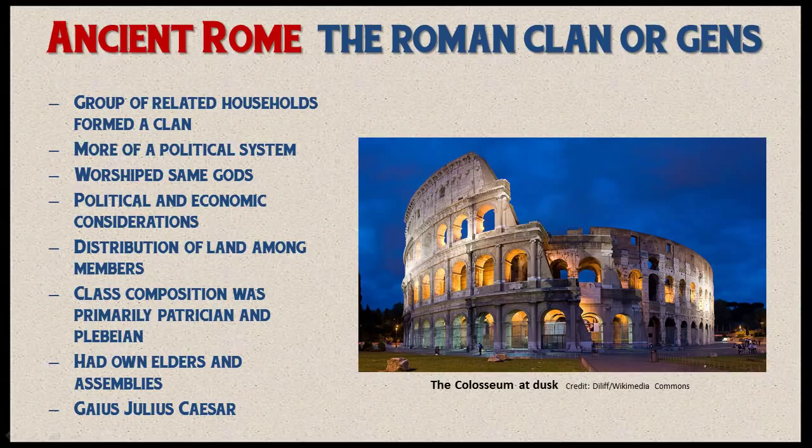Now, I want to talk a little bit about the naming conventions in ancient Rome. Each clan had a clan name, and a lot of times your name would have that clan name. So, for instance, Caesar's full name was Gaius Julius Caesar, and the name Julius was based off of his clan name. His family name, which we discussed in the last slide, was Caesar.